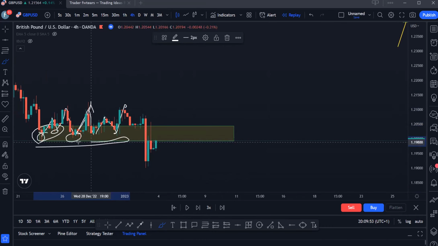All right, so a support zone can be broken. A resistance zone can be broken. Which is why you just don't enter a buy at support, you just don't enter a sell at resistance. When price is in a support zone, you want to wait for certain confirmations. When price is in a resistance zone, you want to wait for certain confirmations before you pull the trigger.